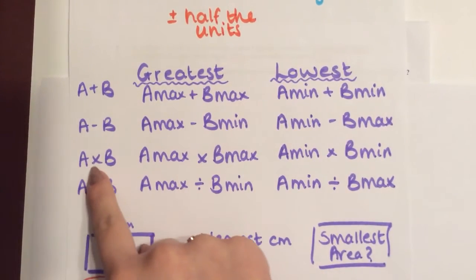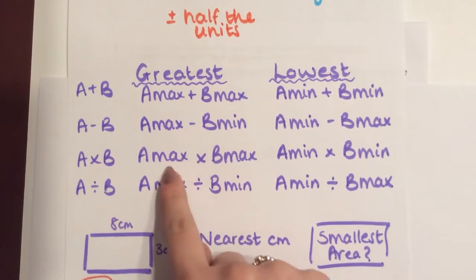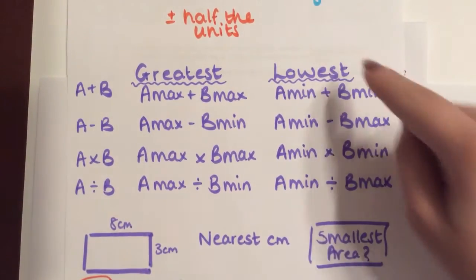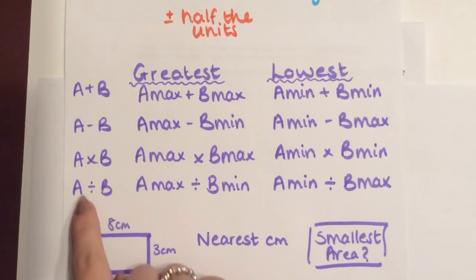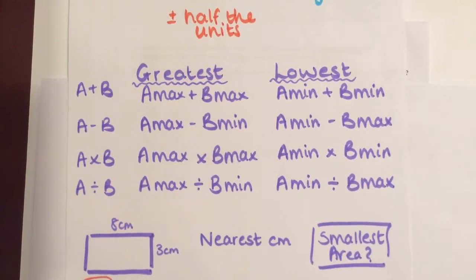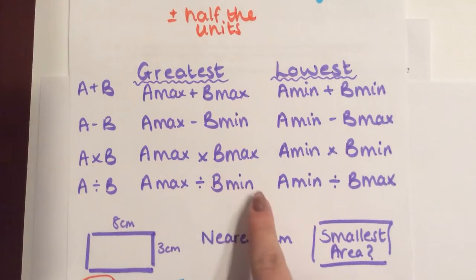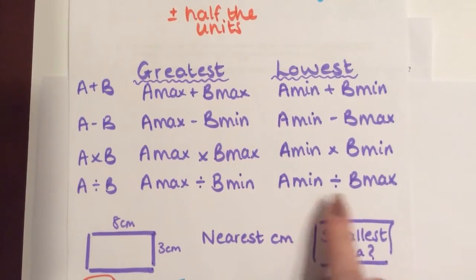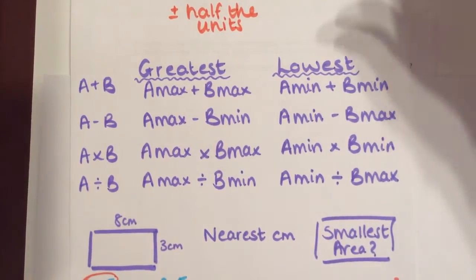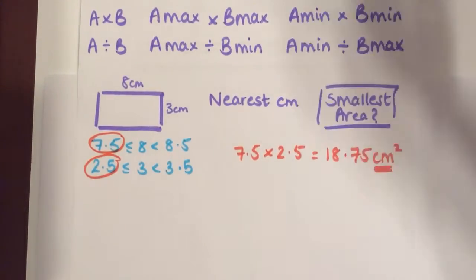To get the greatest value when we're multiplying, we take the two larger values and multiply those together. To get the lowest value, we take the two smaller values and multiply those together. When we divide, to get our greatest amount, we want the largest of A divided by the smallest of B. To get the lowest, we want the smallest of A divided by the largest of B. This can sometimes be easier to see as an example.